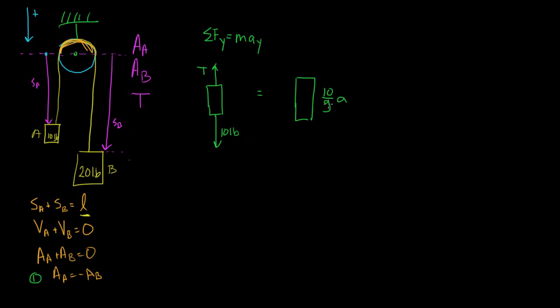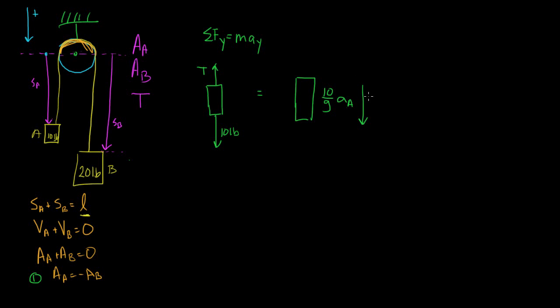And this acceleration, we're going to assume is the acceleration of A, and we're going to assume it's in the positive direction, so it's going down. When we make this assumption, it's a lot easier just to assume it's moving in the positive direction rather than where it actually might be moving. It might be moving up.